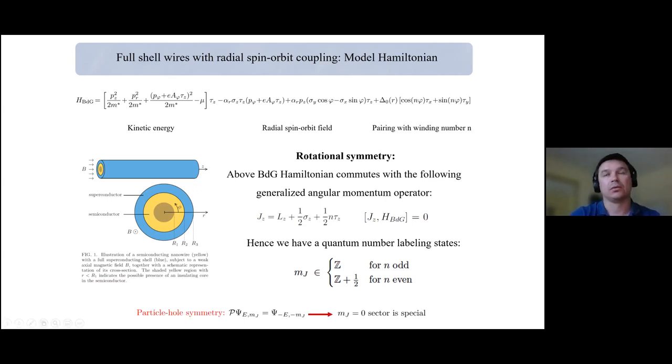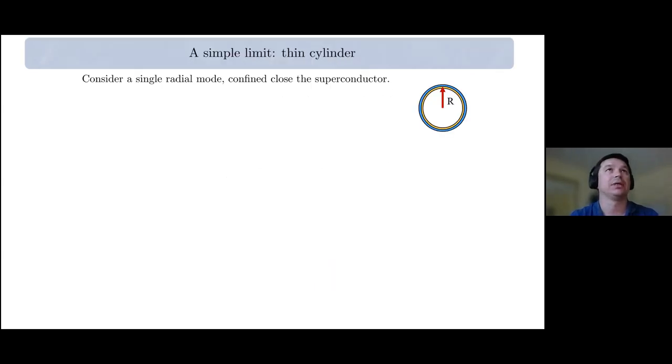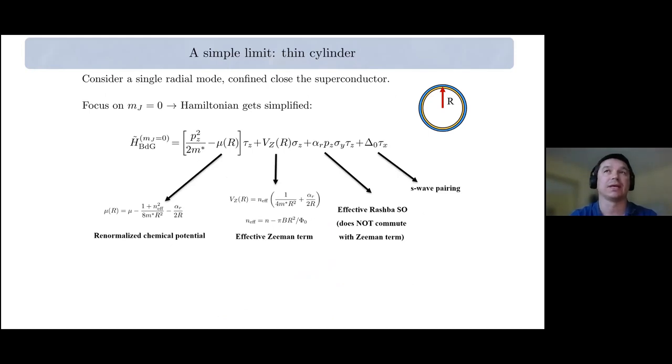What is important is to also understand how particle-hole symmetry acts on eigenstates. Particle-hole symmetry takes states with energy E and m_j to states with energy minus E and minus m_j. And so immediately we can see that the m_j equal to 0 sector is special, just like we saw something similar in vortices and so on. So we can project the above Hamiltonian to this m_j equal to 0 sector, and by doing so, we arrive at this model here.